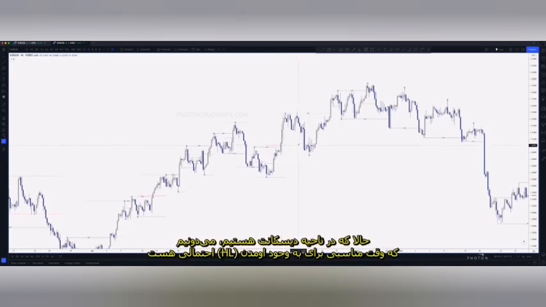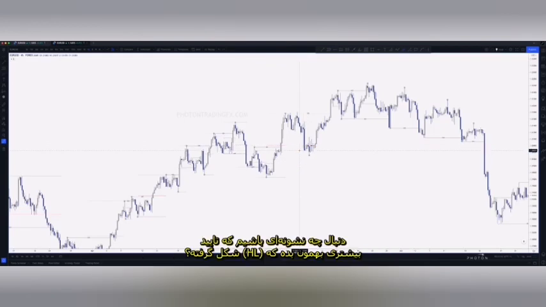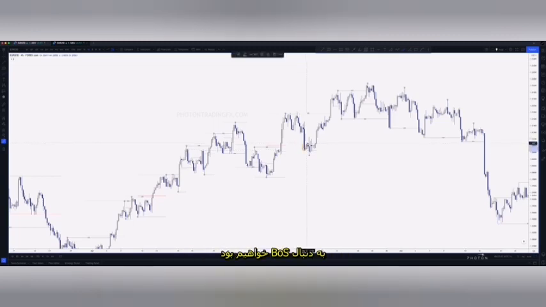Then when we are into the discount, we know that this is a good time to start looking for that potential higher low. We know we're in good areas of value for buyers to step in. What can we look for to give us an indication that that higher low may have now formed, to give us more confirmation? We look for a change of character to the upside. We look for that break of structure.